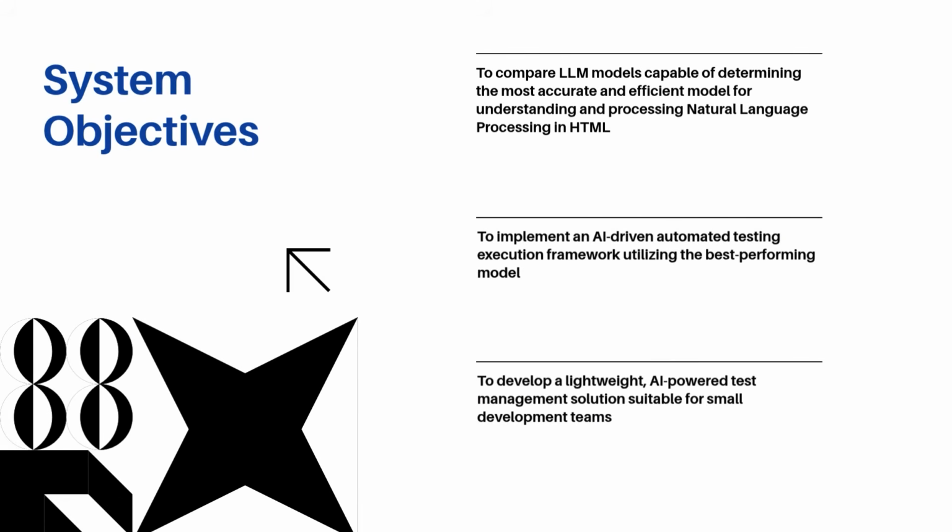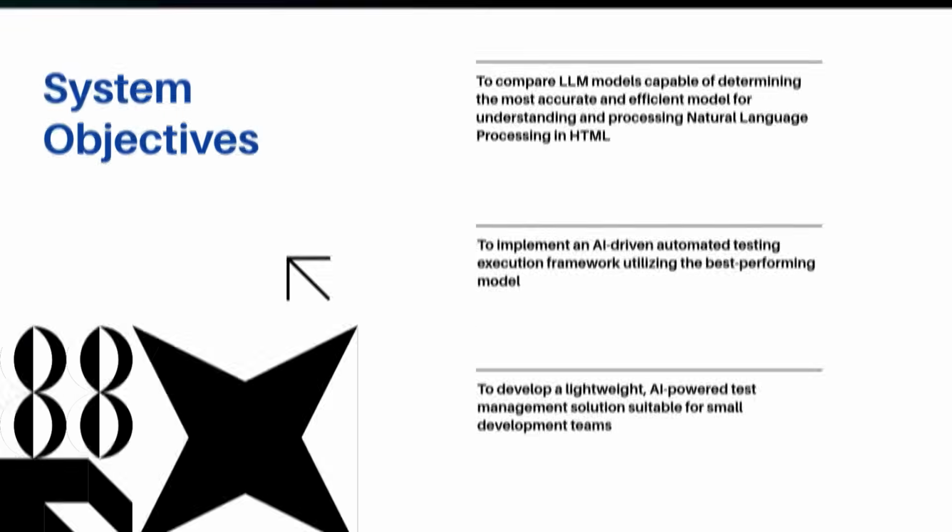The objectives of this project are, first, to compare the LLM models, to determine the most accurate and efficient model for understanding and processing natural language in HTML. The second is to implement an AI-driven automatic test execution framework utilizing the best performing model. And the last is to develop a lightweight, AI-powered test management solution suitable for small development teams.